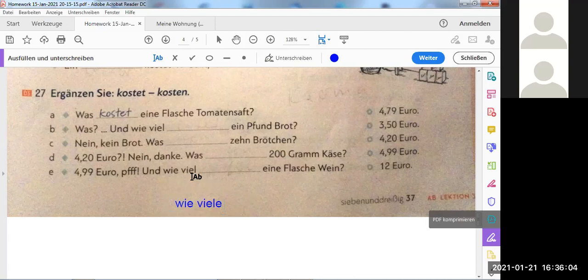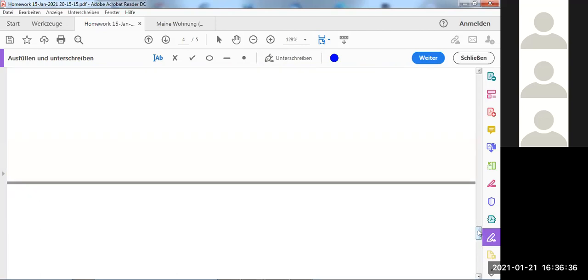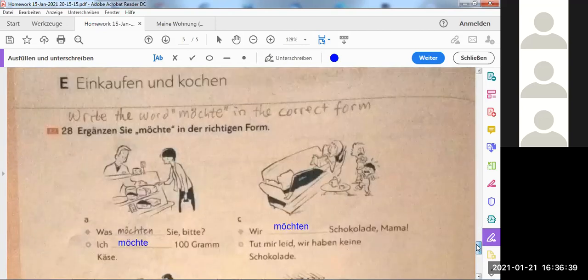Okay, in a cup of tea, we don't count. How much salt? You can't say how many salt. But for viele, viele means things you can count. Like in class, how many students are here? Wie viele Studenten sind hier? Viele means you are able to count: 1, 2, 3, 4, 5, 6, 7, 8, 9, 10. It's just a passing thing. So next time you see viel or viele and get confused, just know countable and uncountable. Wunderbar. Gut gemacht. Last part.